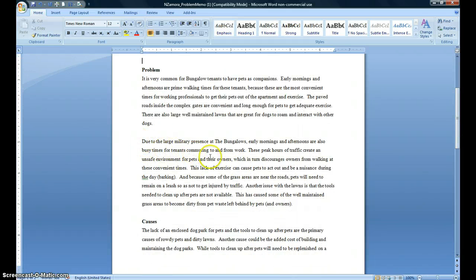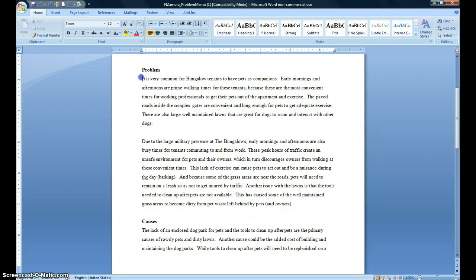Here's the B side. Due to the large military presence of the bungalows, early mornings and afternoons are also busy times for tenants coming to and from work. These peak hours of traffic create an unsafe environment for pets and their owners, which in turn discourages owners from walking at these convenient times. This lack of exercise can cause pets to act out and be a nuisance during the day, barking. And because some of the grass areas are near the roads, pets will need to remain on a leash so as not to get injured by traffic. Another issue with the lawns is that the tools needed to clean up after pets are not available. This has caused some of the well-maintained grass areas to become dirty from pet waste left behind by pets and owners.